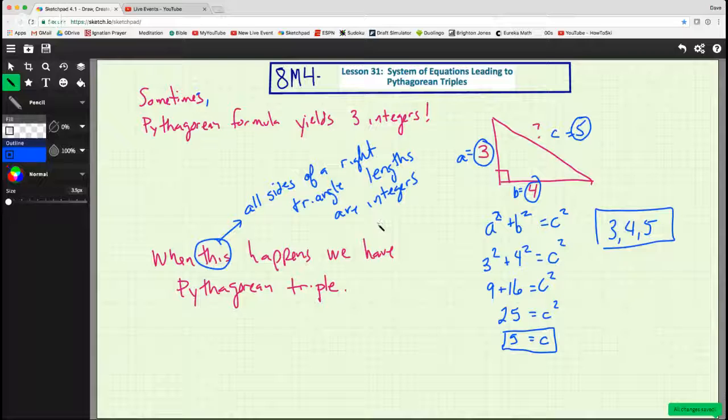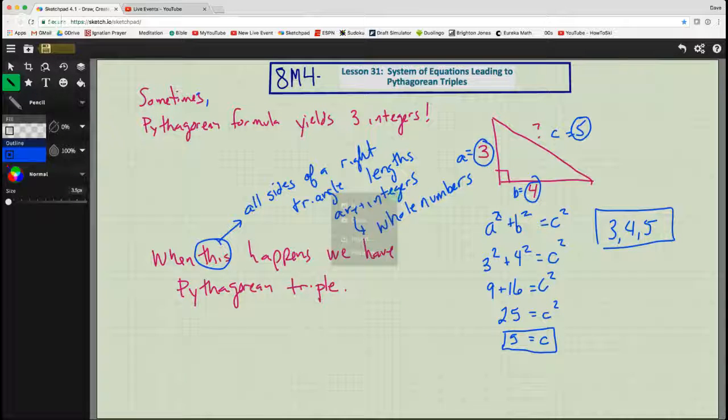Or more correctly, whole numbers, because they can't be negative. Really, they are whole numbers. They're not fractions, they're not irrational numbers, they are whole numbers. Okay, so these are Pythagorean triples. Okay, so let's move on.